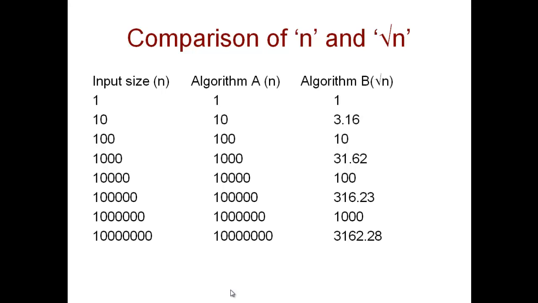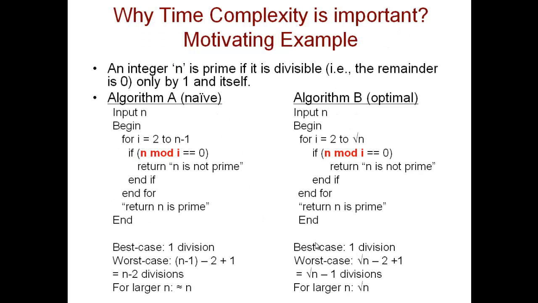That means you will prefer an algorithm that has lower time complexity, which is the number of times you do the worst case divisions. 3000 divisions is not the same as 10 million divisions. So when you want to decide which algorithm to pick, you will pick the second one that requires square root of n divisions compared to n divisions. And this is the one we will go ahead and implement, not the first one. So this is how you decide.